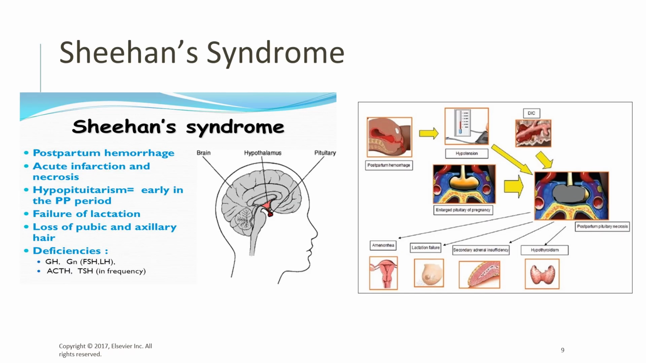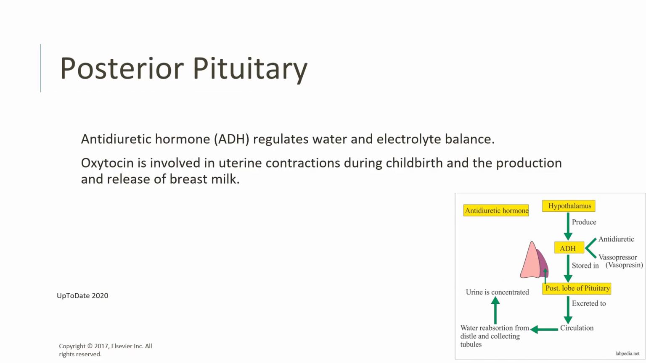And again, treatment is going to be on hydrocortisone sometimes, and usually lifelong levothyroxine sodium replacement as well. And a brief discussion on the posterior pituitary. Again, ADH is a big one, and we're going to be revisiting this when we talk about SIADH soon.